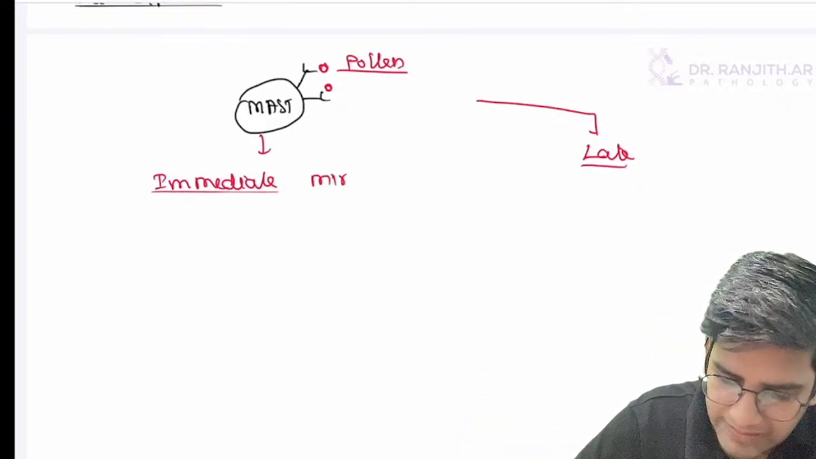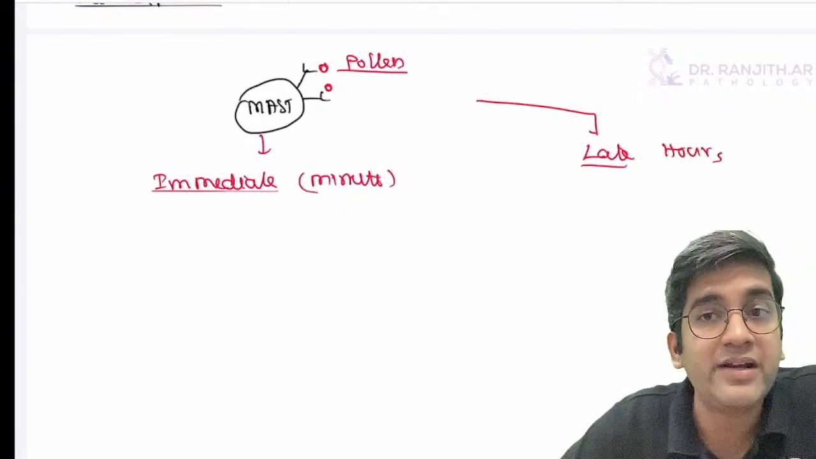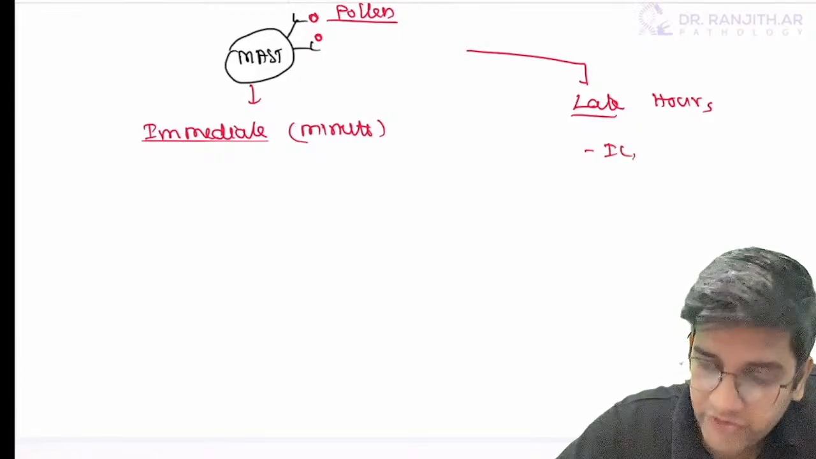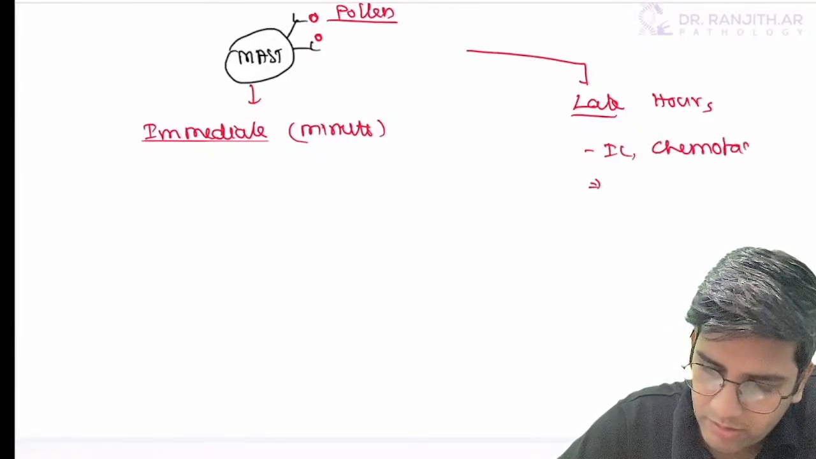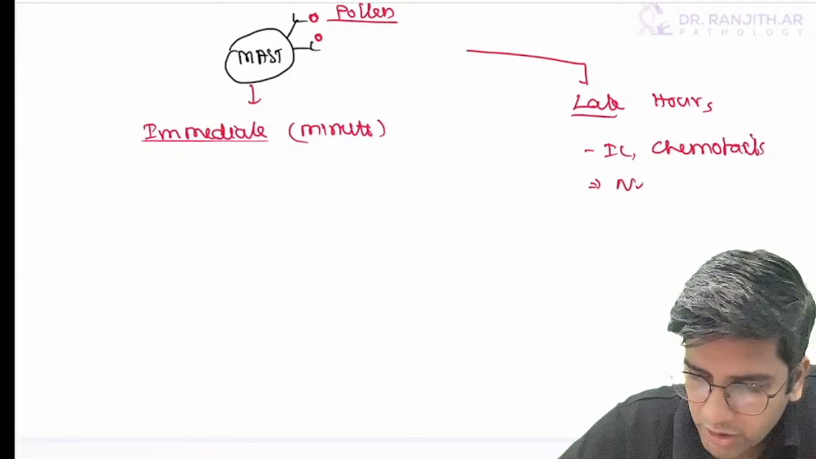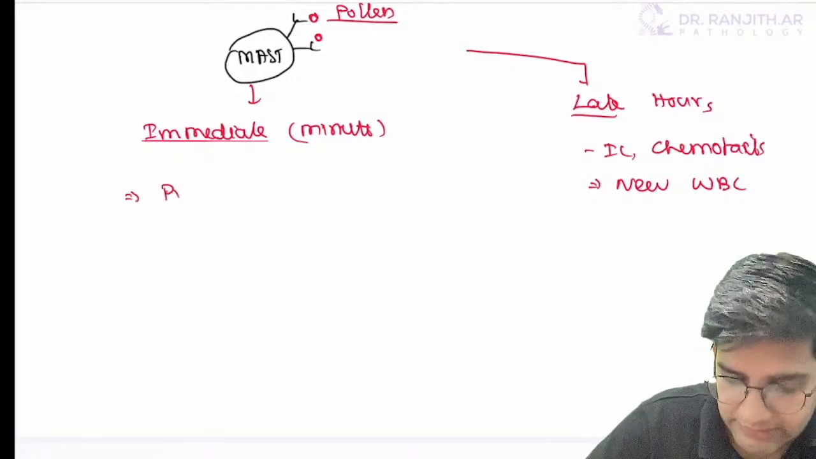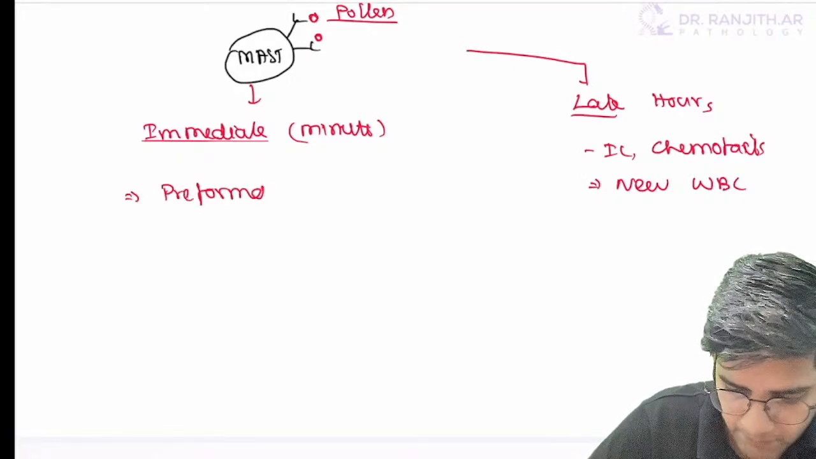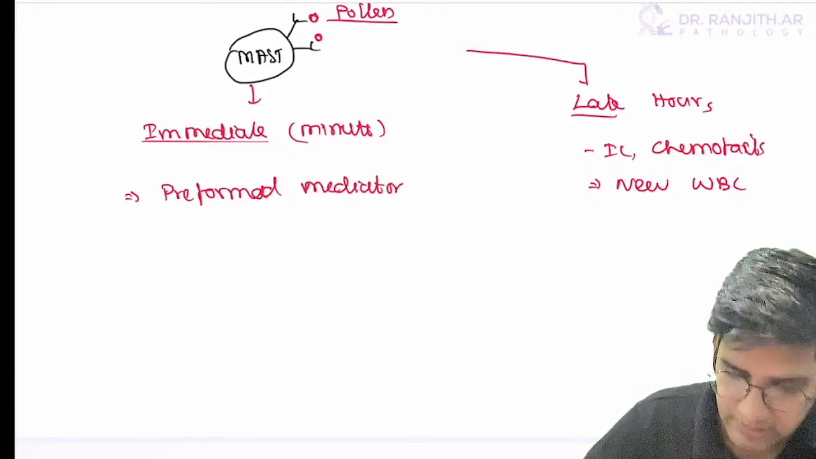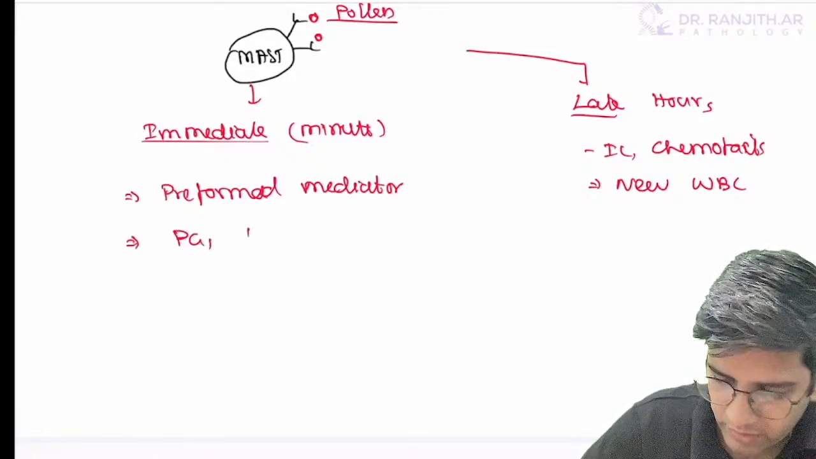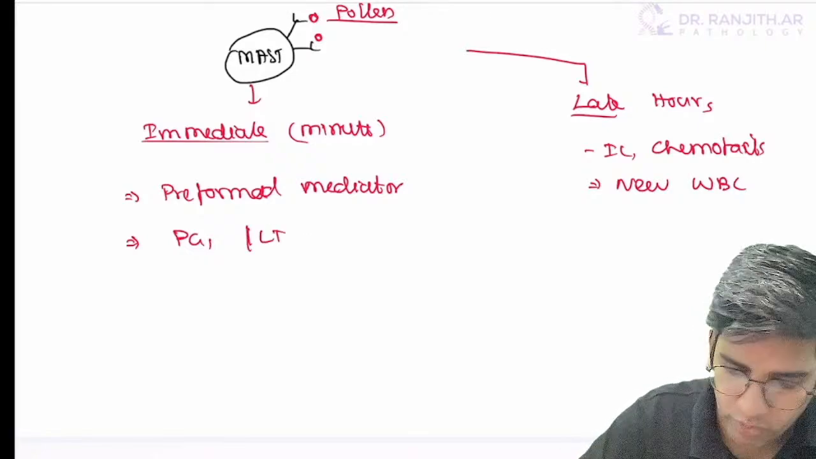Immediate phase will last for minutes. Late phase happens after a few hours. The predominant reason for the late phase is interleukins and the chemotactic factors and new WBCs, which come into play. In the immediate phase, the predominant ones are the preformed mediators, and the prostaglandins and the leukotrienes and everything. Okay. C4, D4, and E4. I'm just writing leukotrienes, fine.